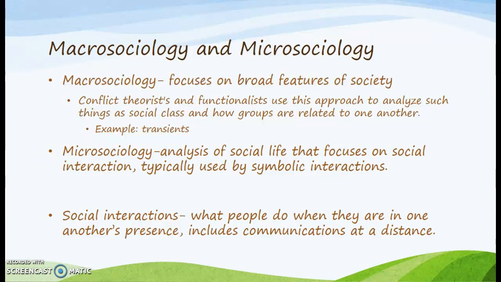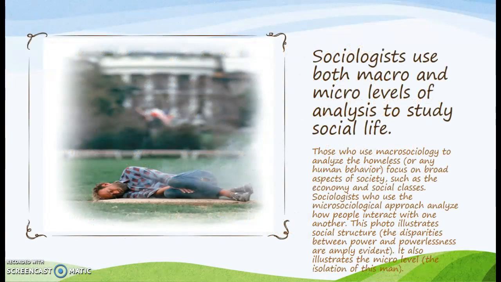Microsociology is the analysis of social life that focuses on social interaction, typically used by symbolic interactionists. These social interactions are what people do when they're in one another's presence, so communications at a distance are included. Basically anything and everything we do when we are in contact with other people. Sociologists are supposed to use both macro and micro levels of analysis to study social life, just like in economics, where you look at it from a macro and micro level.